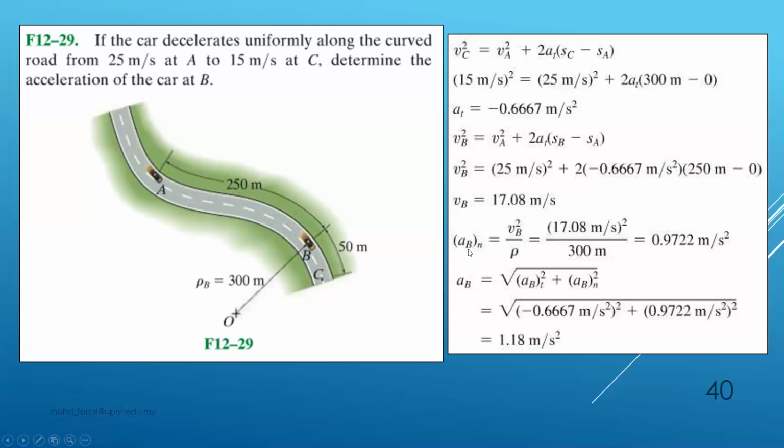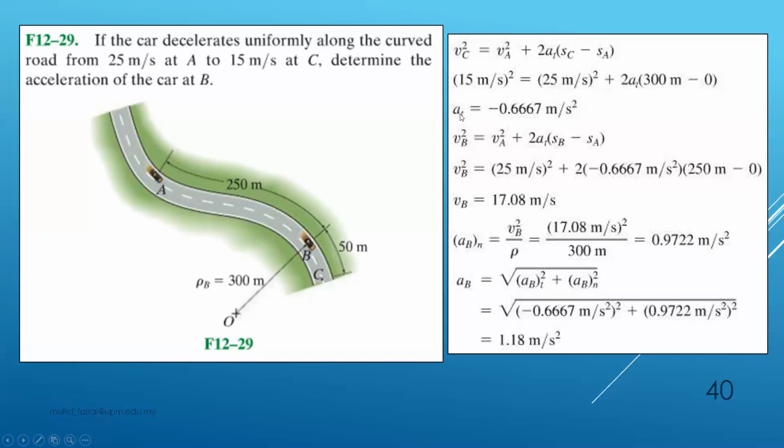Now we want to calculate the normal acceleration at point B. Because we already calculated v_B, you can put in the value of v_B, and rho at B is given here as 300 meters, so you get 0.9722 meters per second squared. Then to calculate the magnitude of the acceleration, you have to take both the normal component and the tangential component.